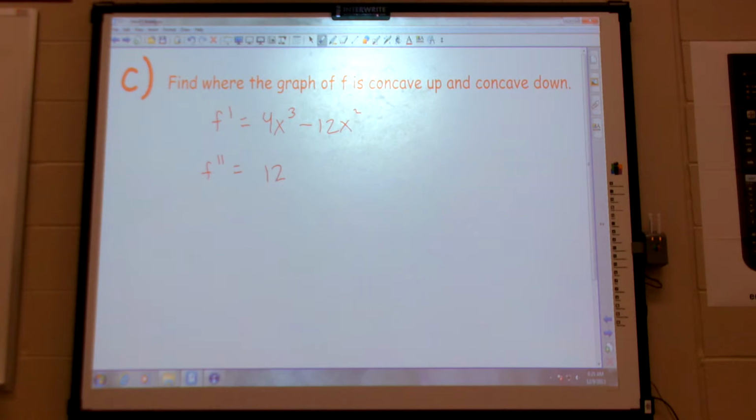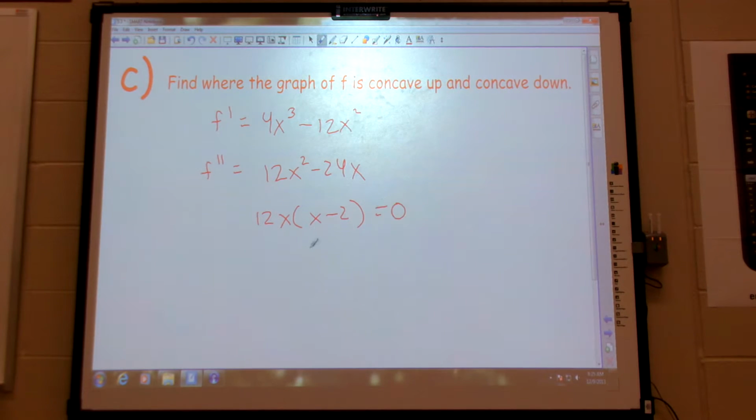So I want 12x squared minus 24x. Oh, we already found that too, didn't we? Yep. Oh, dang it. Which is 12x times x minus 2. I get 0 and 2. Yes. Now, for the concavity test, we do a number line and label it. F double prime, what does it tell me about f?